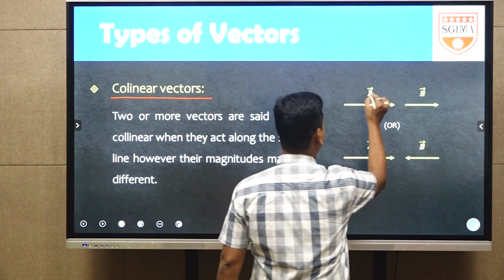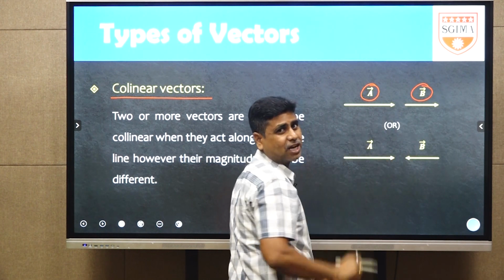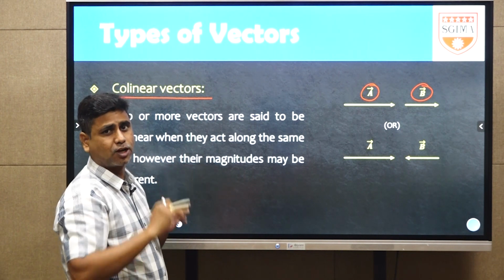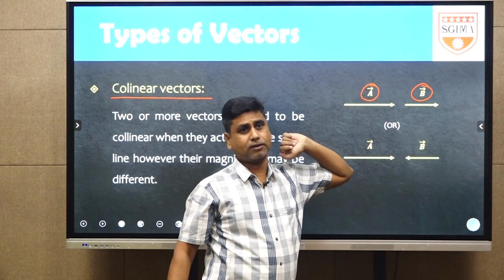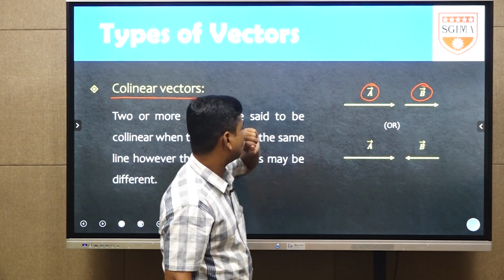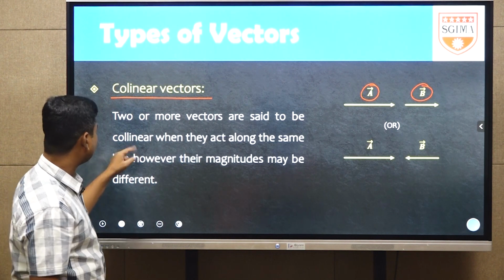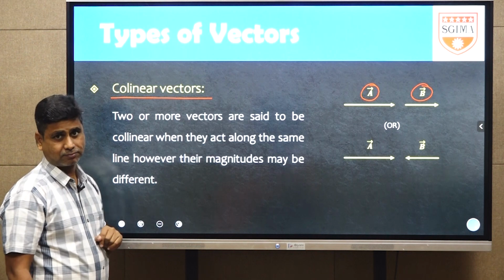Here a bar vector and b bar vector are both in the same line, you can see that. These are not parallel, but both are in the same line. A vector is acting along one line, and b vector is also acting in the same line. These vectors are called collinear vectors. Two or more vectors are said to be collinear when they act along the same line.